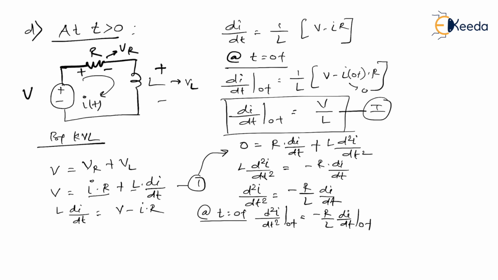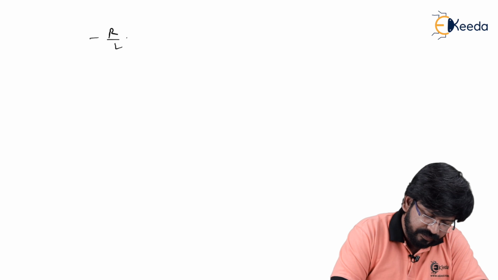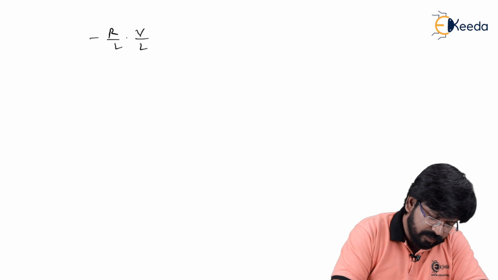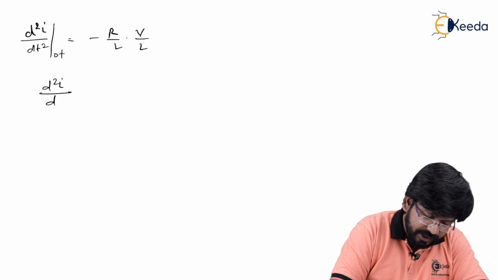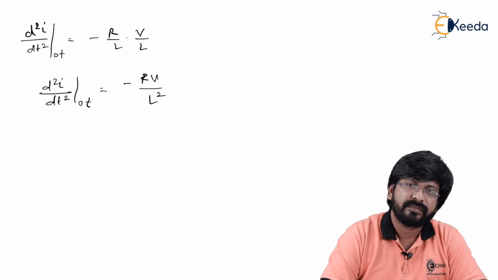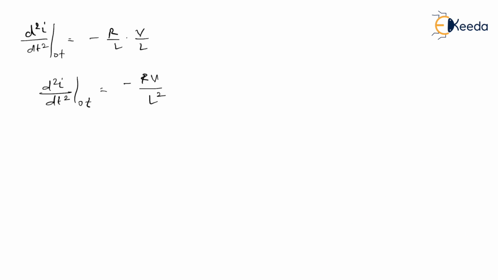Of course yes, it was V by L. So I can substitute V by L. So minus R by L into V by L. That becomes your d square I by dt square at t equal to 0 plus. Finally, d square I by dt square at 0 plus becomes minus RV upon L square. So this is the final value.